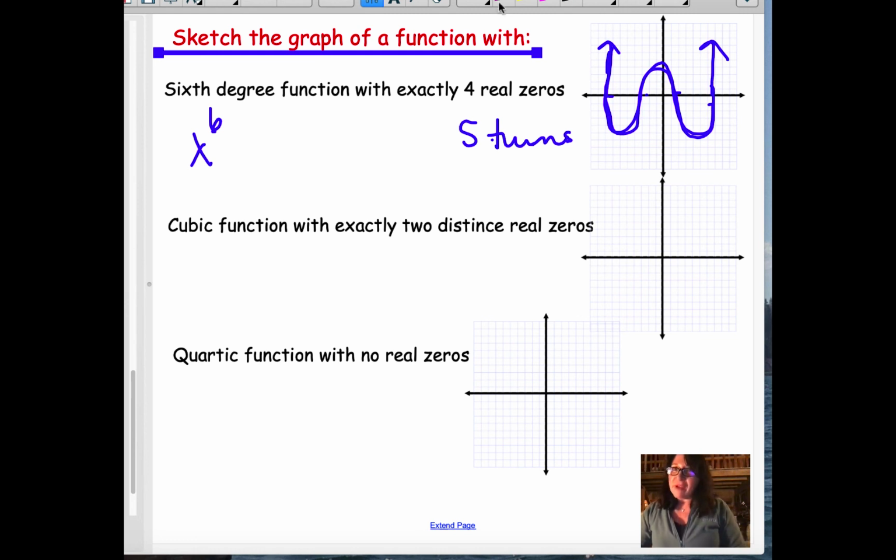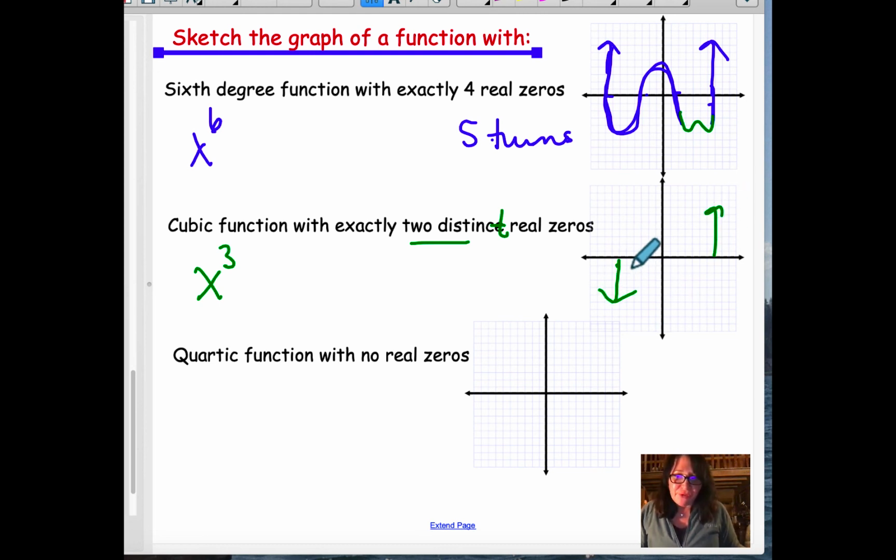That's not 5. So somewhere along the road, and I'm just going to do it right here, you need to add in some additional terms. So I would just go up, down, up like that. And that's completely fine. A cubic function, so that's x to the 3rd power with 2 distinct real zeros. So a cubic function should look right arm up and then left arm down. So it should look something like that.